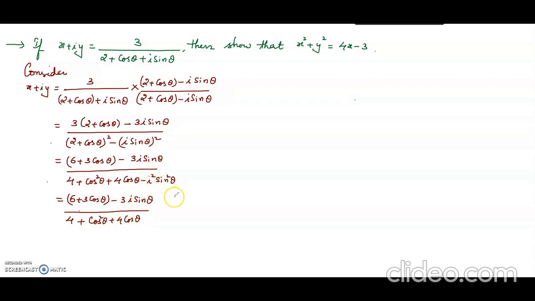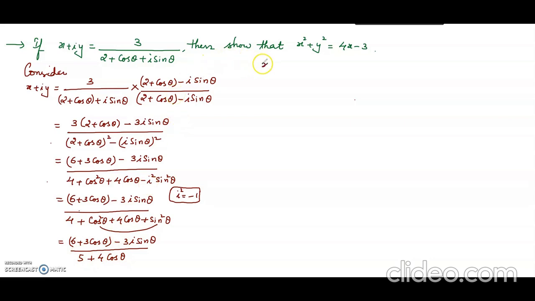Remember, we have iota square here. Again, we need to use the value of iota square as minus 1. So minus of minus will become plus sin square theta. So we can write cos square theta plus sin square theta as 1 in the denominator. The numerator is written as it is, 6 plus 3 cos theta minus 3i sin theta by 4. We already have 4 here, plus cos square theta plus sin square theta is 1. So 4 plus 1 will become 5, 5 plus 4 cos theta.